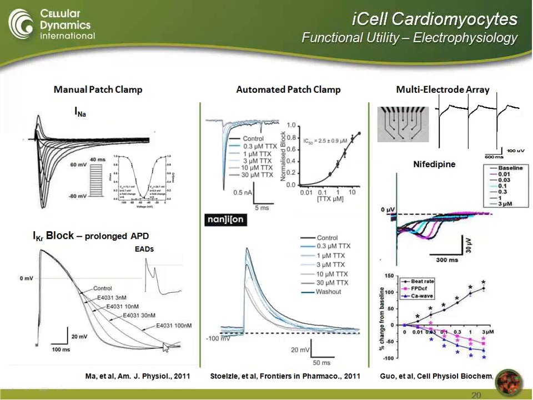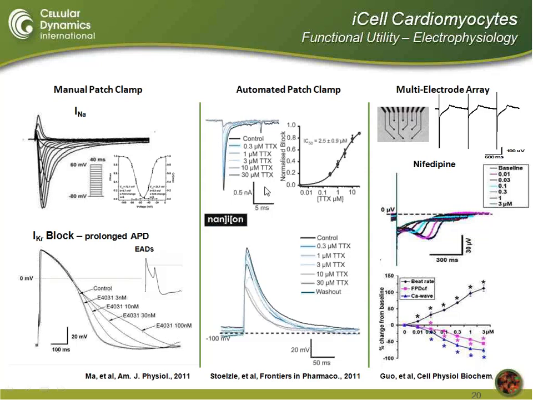Going more into the pharmacology space, we're looking at IKr block. We saw the expected prolongation of the action potential, as well as the generation of early afterdepolarizations. So a very big red flag when you're looking at arrhythmia, and it's all at the clinically relevant concentrations of E4031.